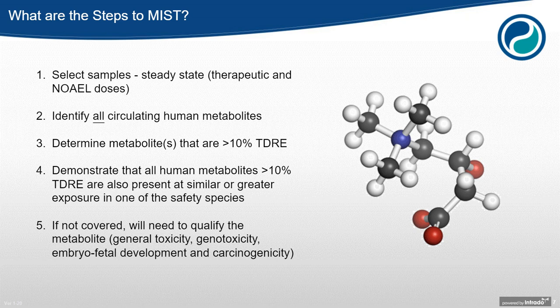So we need to identify all circulating human metabolites to be able to effectively determine there is no metabolite that's of concern. And then we need to determine which of those metabolites are greater than 10% of total drug-related exposure. And then we need to demonstrate that those metabolites that are greater than 10% TDRE are also present at similar or greater exposure in one of the safety species.